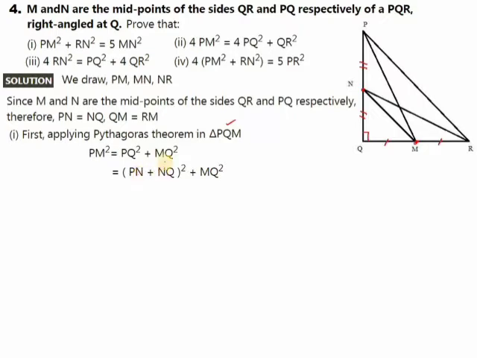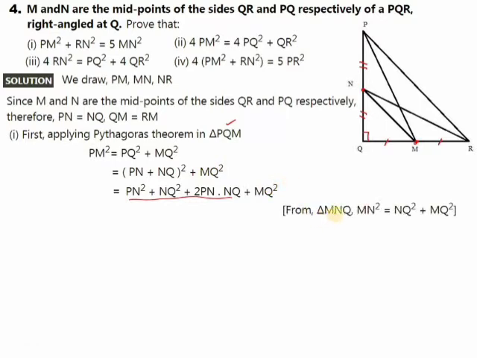Now if you look at this, this is in the form of A plus B whole square, isn't it? All of you know A plus B whole square is A square plus B square plus 2AB, where PN plays the role of A and NQ plays the role of B. So this represents A square plus B square plus 2AB, and you have MQ square, which is kept as it is. Now see from triangle MNQ, so where is MNQ? Let's see. So we have this triangle MNQ. In this case, this acts like the hypotenuse, so that's why you have MN square.